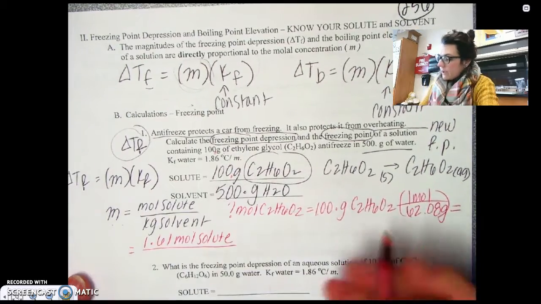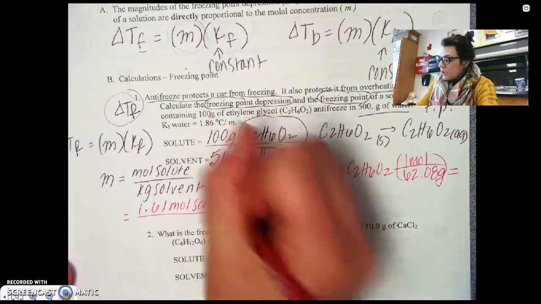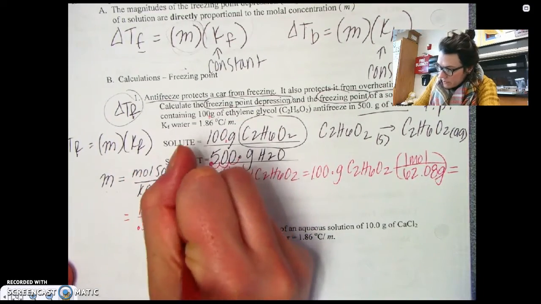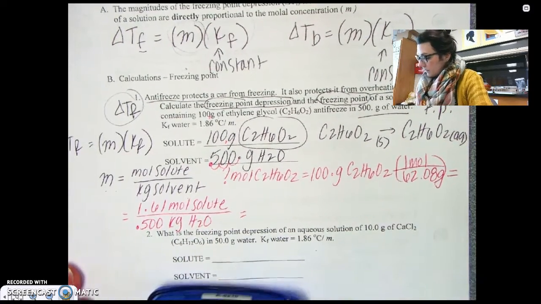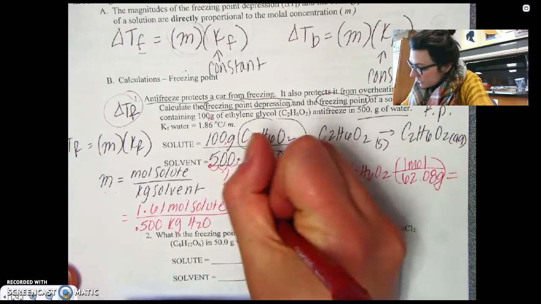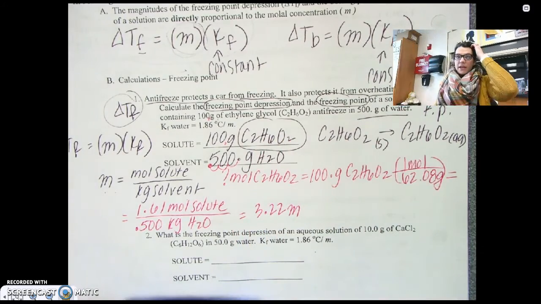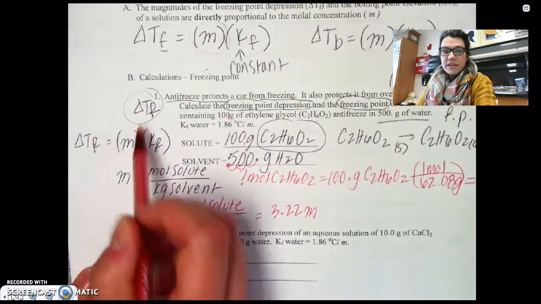And I'm dividing that by kilograms of my solvent. So I have to go 1, 2, 3, so it's going to be 0.500 kilograms of H2O. So my molality for this problem is 1.61 divided by 0.5, which with 3 sig figs is going to be 3.22 molal. Now that I have molality, I can calculate for this delta T of F.